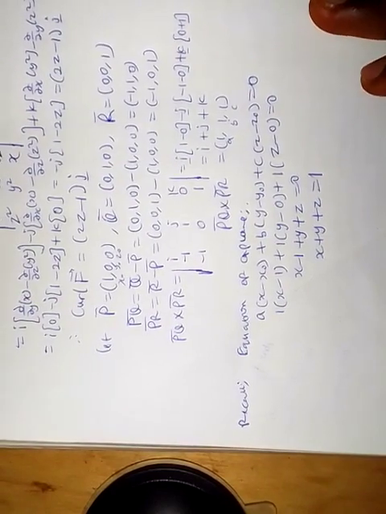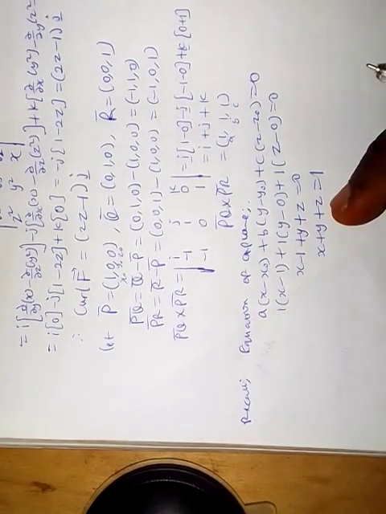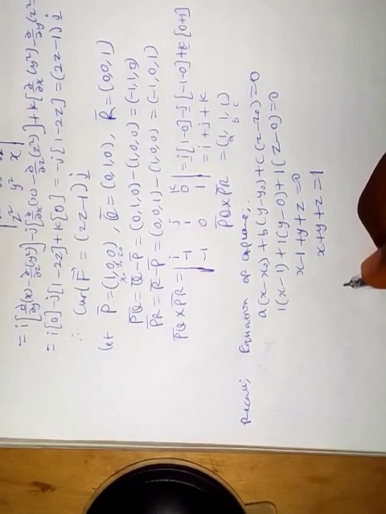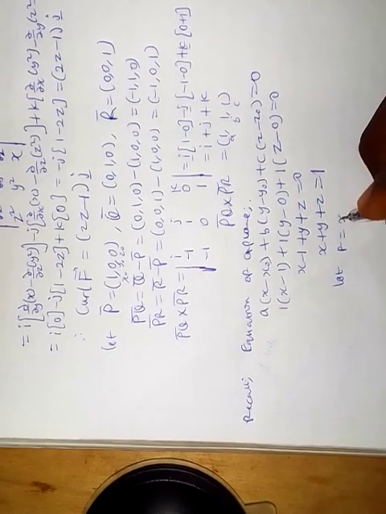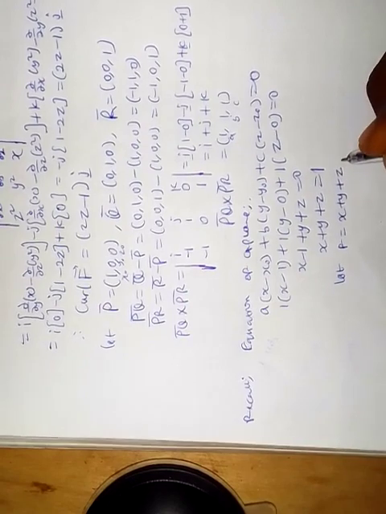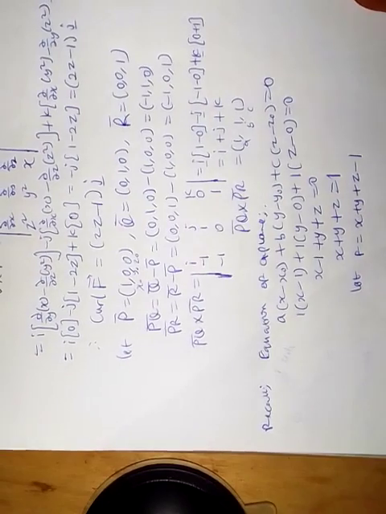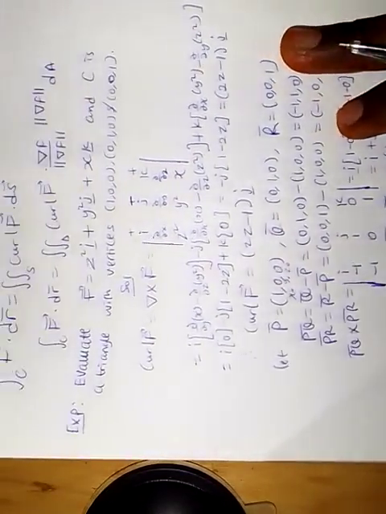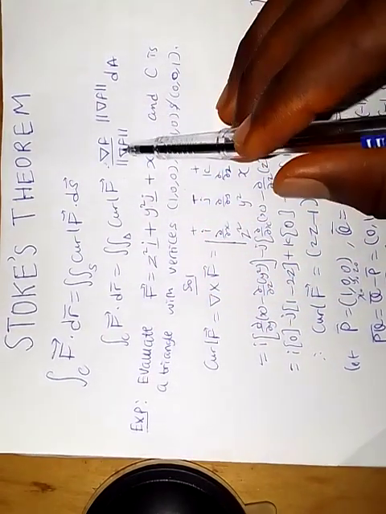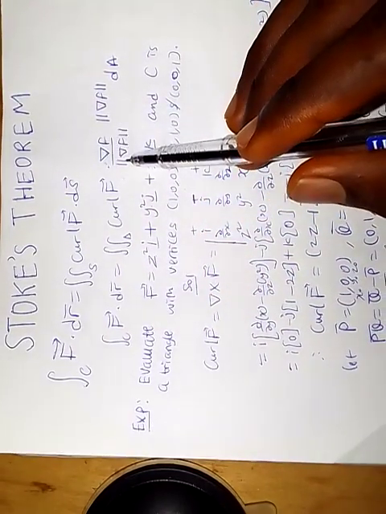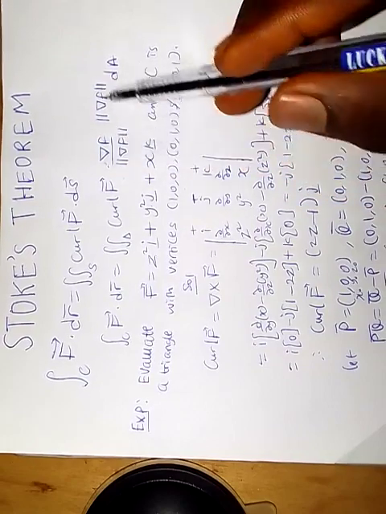So now we can use the equation of a plane that we obtained here. Let's represent it with F. Let F equal x plus y plus z minus 1. Observing from the Stokes theorem formula, grad F over norm of F times norm of F, this guy cancels each other.